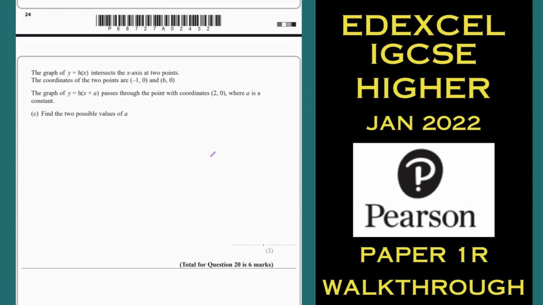Next. This one, quite weird in terms of how to go about it. So I was reading this one for a little bit. I thought, I know it's only 2 marks, but it's worth a thought. I was thinking how best to explain it. So because it's a plus A, that's the thing which moves it left and right. So I thought the best way to explain it is, there's the x-axis, -1's important, 6 is important. The graph of the transformed passes through the point 2, 0.